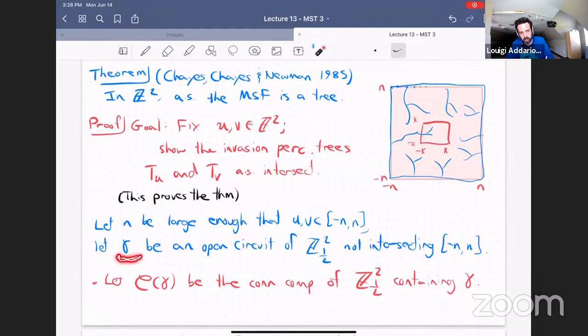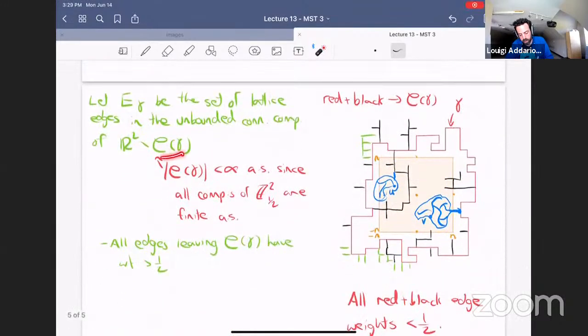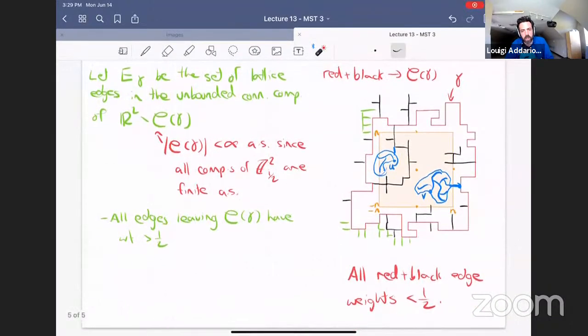So we took a circuit all of whose edges had weight less than a half. We took its connected component, and then this is the outer edge boundary, or rather includes the outer edge boundary. Now the point is that when either of these two explorations decides that it's done as much as it can within C gamma and has to leave for the unbounded region, it's going to take the smallest weight edge in the unbounded region. It's going to follow the smallest green edge.